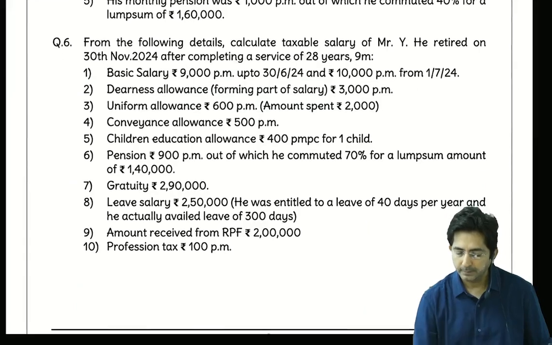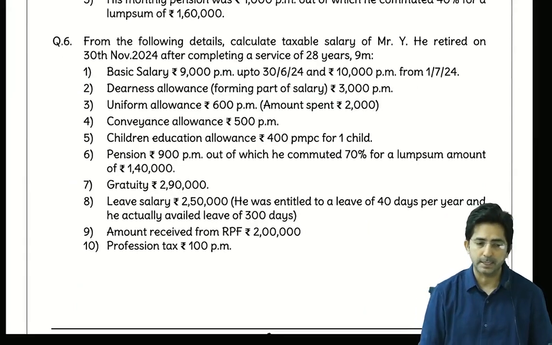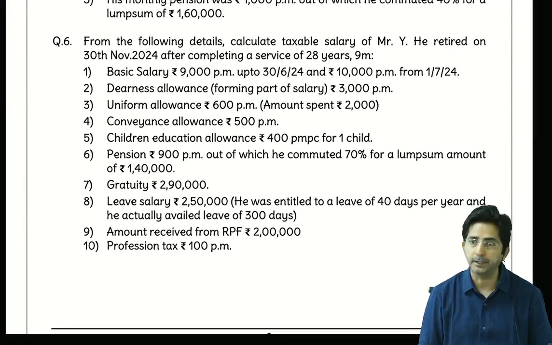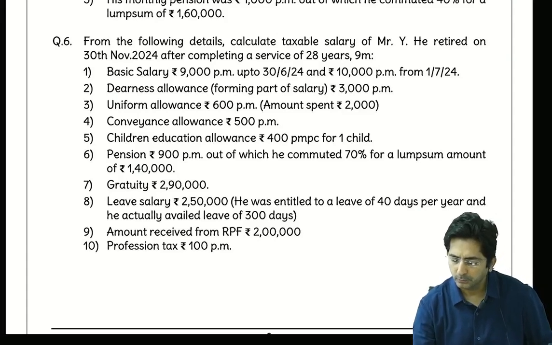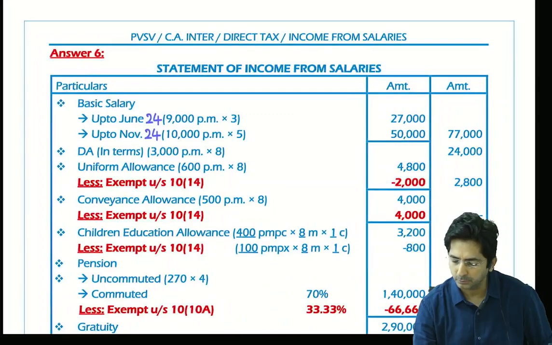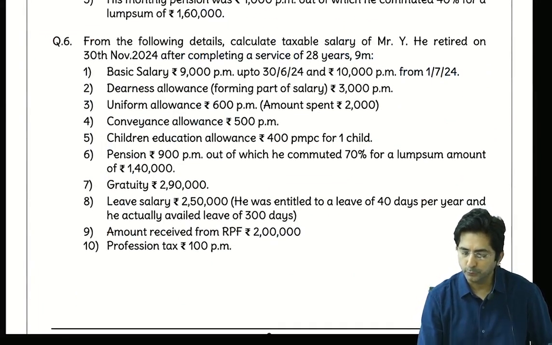And then next is dearness allowance, forming part of salary. Forming part of salary means in terms. But whether in terms, not in terms, right now, taxable. So 3,000 into 8 months. So that comes to 24,000. Getting? Then next was uniform allowance.